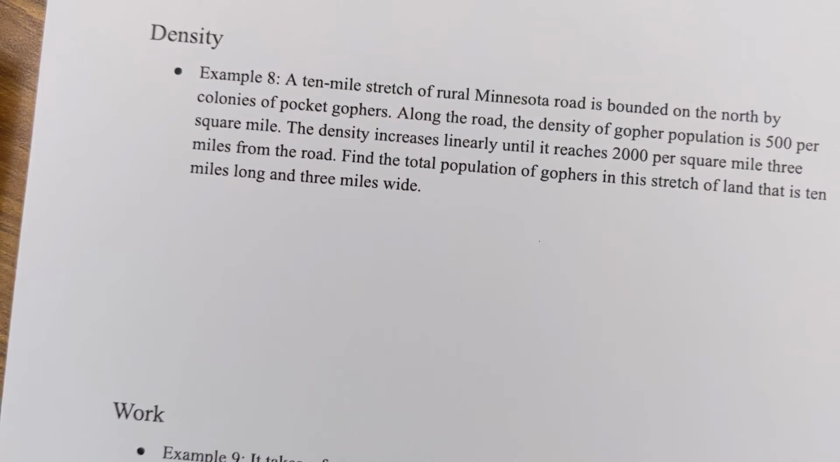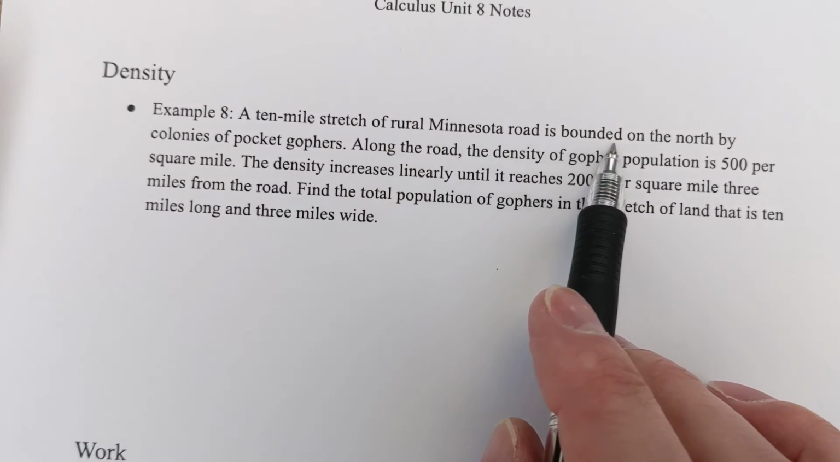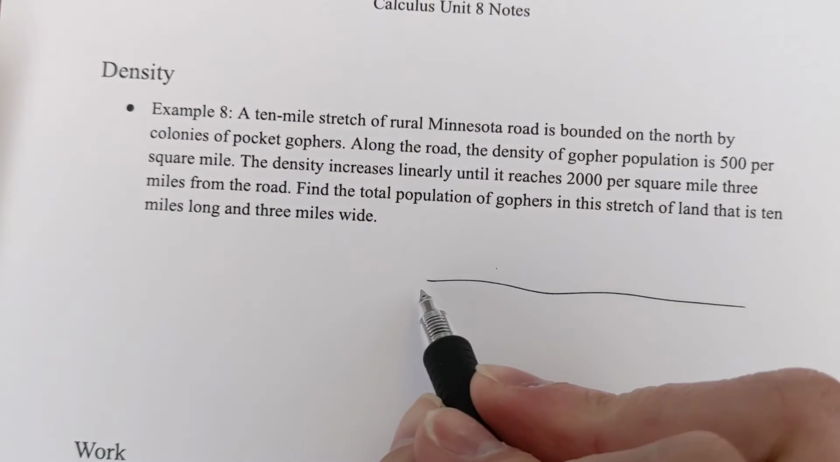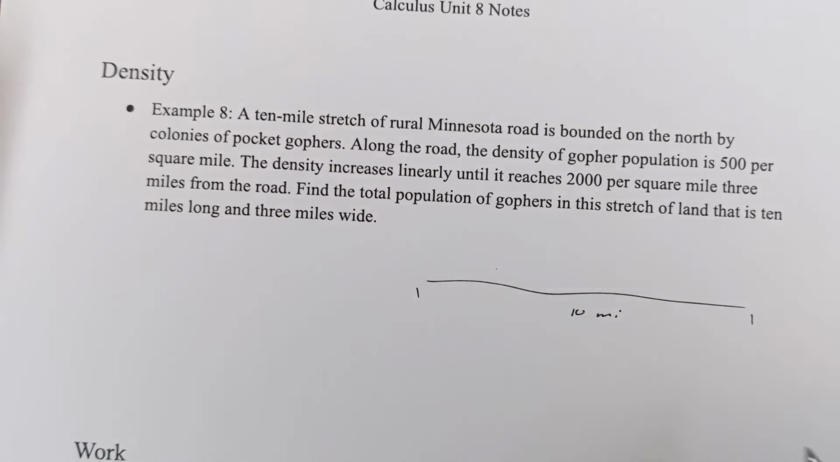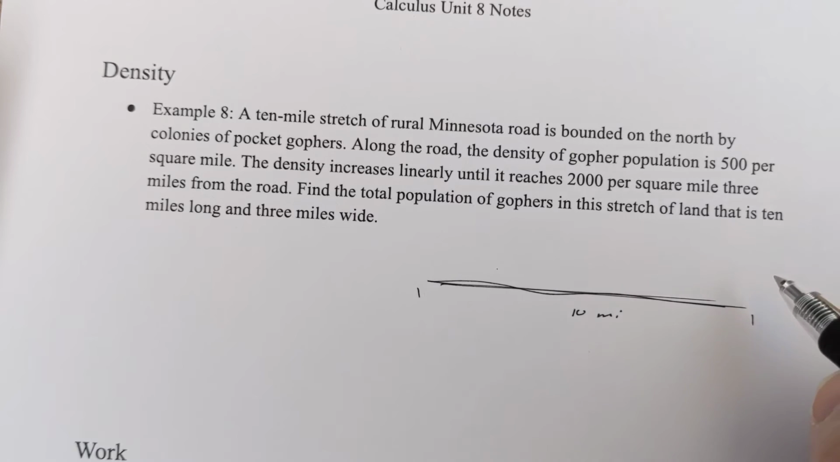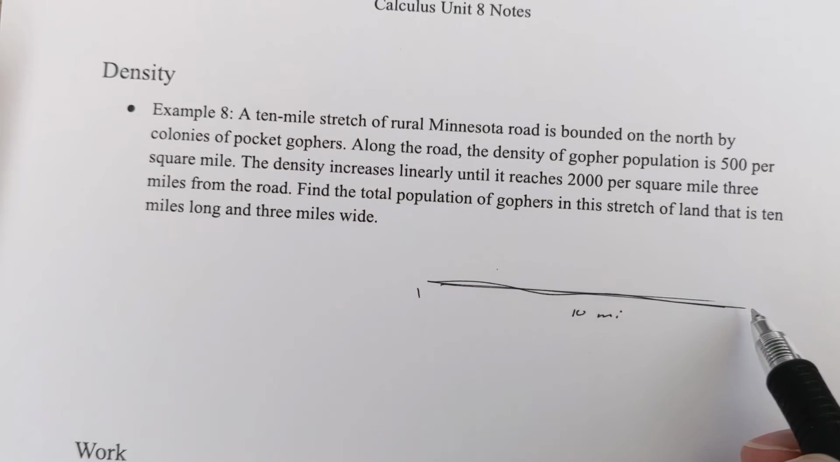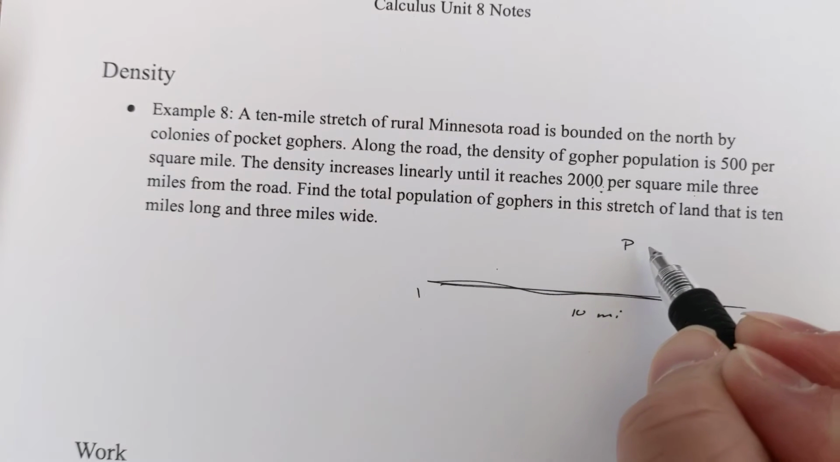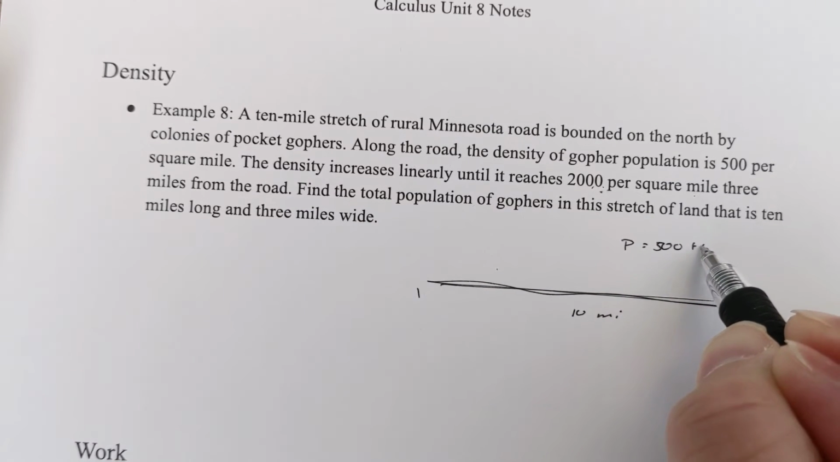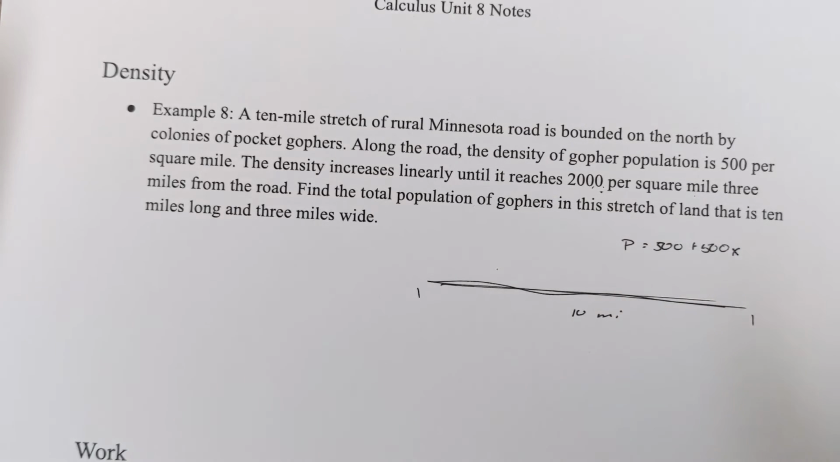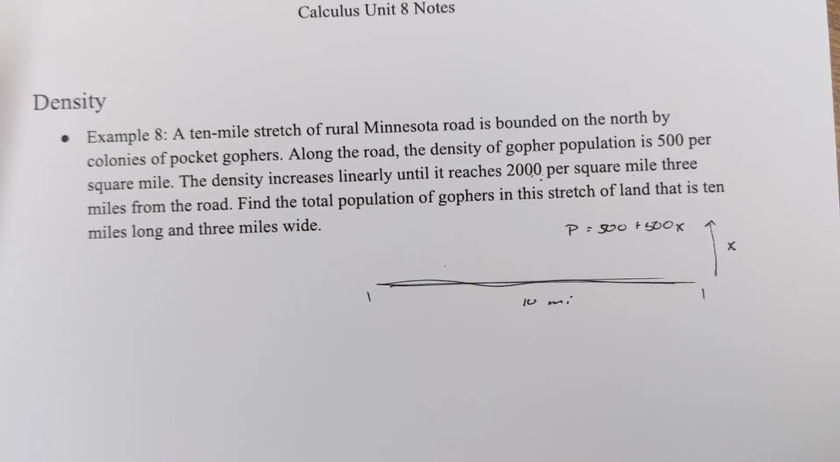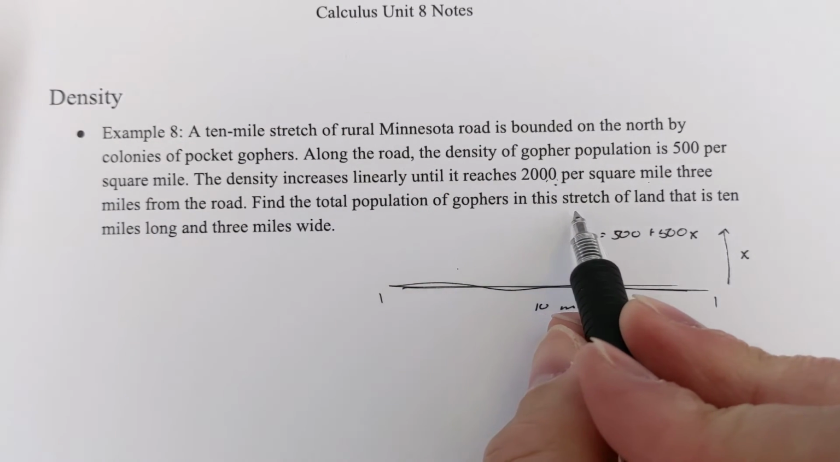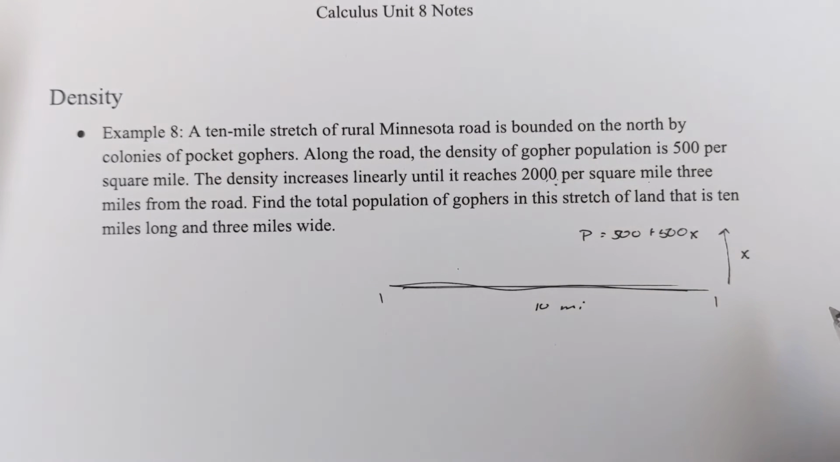Alrighty, density. A 10-mile stretch of rural Minnesota road is bounded to the north by colonies of pocket gophers. So this distance is 10 miles. So there's our road. Along the road, the density is 500 per square mile. It increases linearly until it reaches 2,000 per square mile, 3 miles from the road. So our population equation is 500 plus 500x, where x is the distance you are from the road. Find the total population of gophers in this stretch of land that is 10 miles long and 3 miles wide.